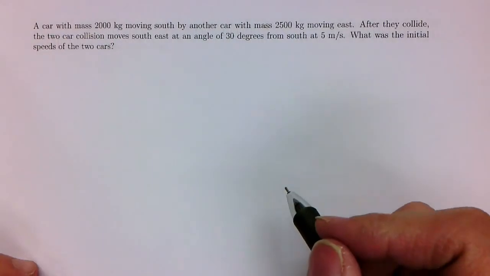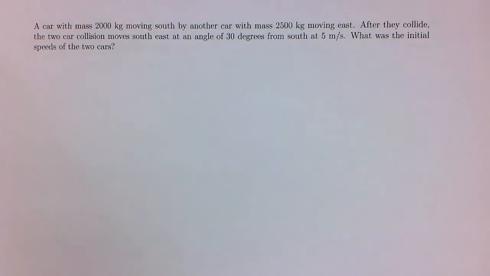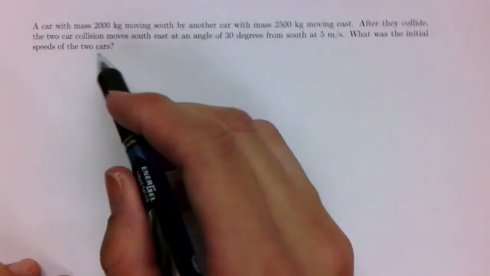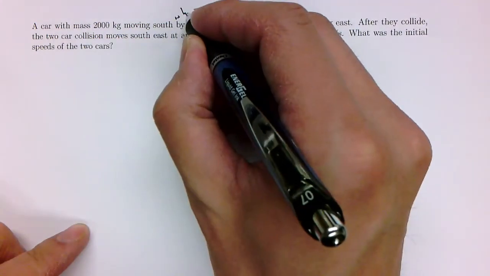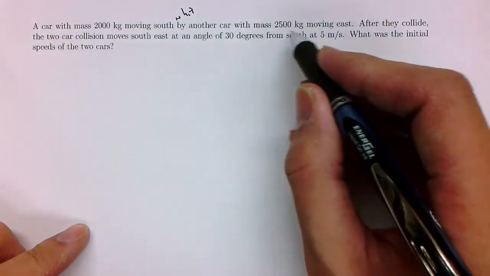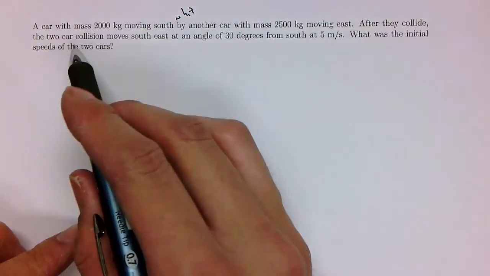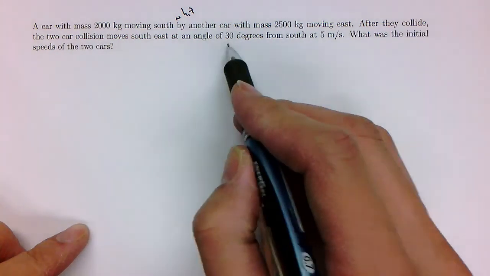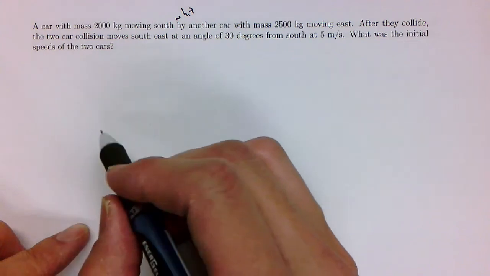In this problem, we will consider conservation of linear momentum in 2 dimensions. A car with mass 2,000 kilograms moving south is hit by another car with mass 2,500 kilograms moving east. After they collide, the two-car collision moves southeast at an angle of 30 degrees from south at 5 meters per second. What was the initial speed of the two cars?